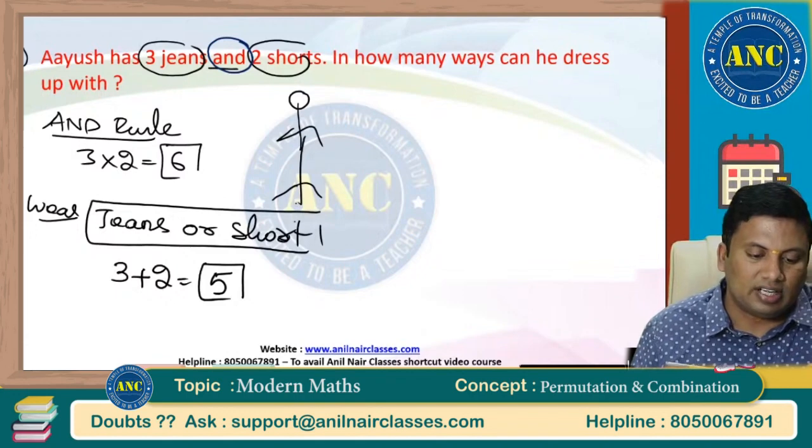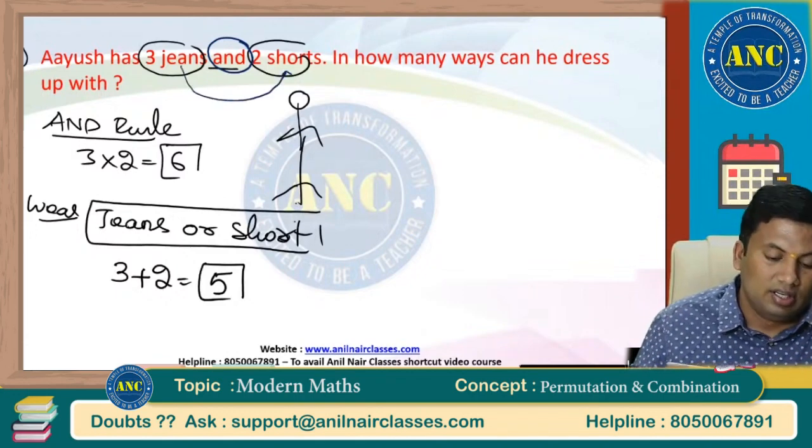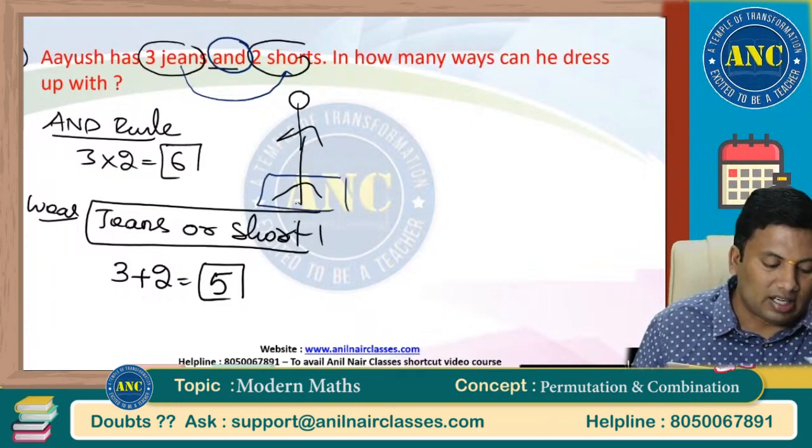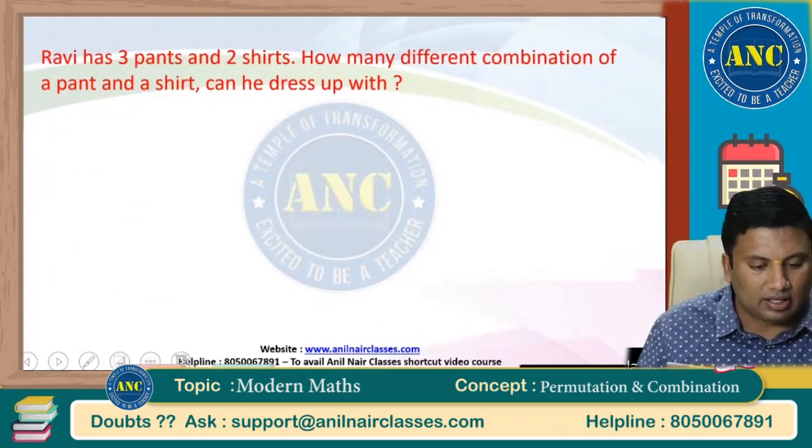The answer is 6? There are jeans and 2 shorts, so both can be right. We wear either this or this. So 3 plus 2, the answer is nothing but 5.